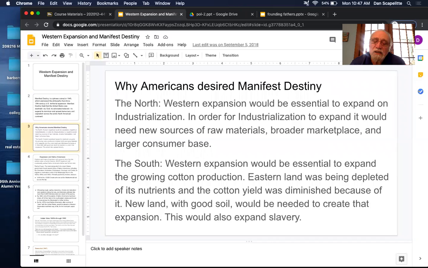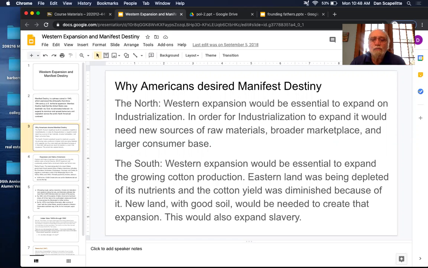For the North, Western expansion is essential. They believe that it is essential because they need to expand on industrialization. In order for industrialization to expand, they need new resources, raw materials, a broader marketplace, and more consumers. Of course, the northern section is growing massively in terms of population, and we'll talk about the reasons for that in the third essay. But with massive numbers of people pouring in, the need for more and more Western land all comes into play for the North.